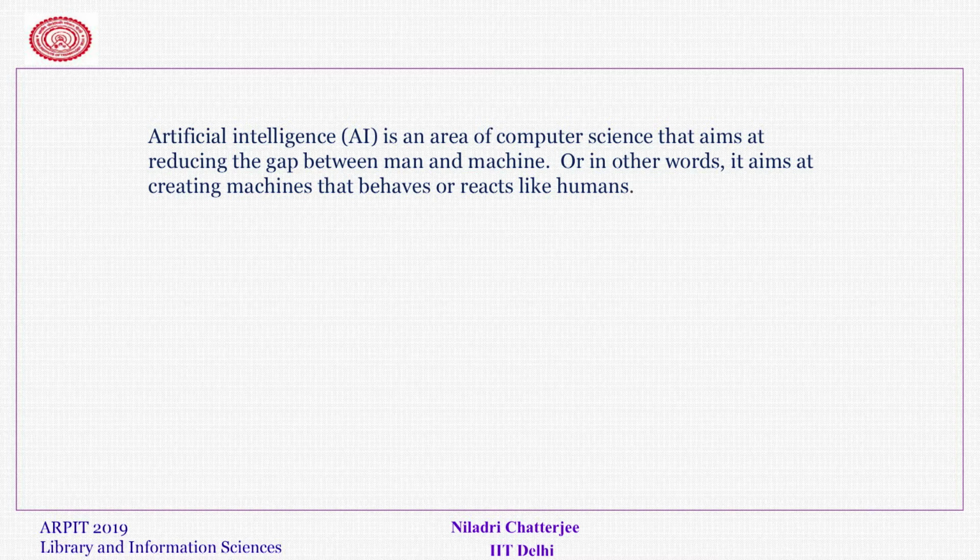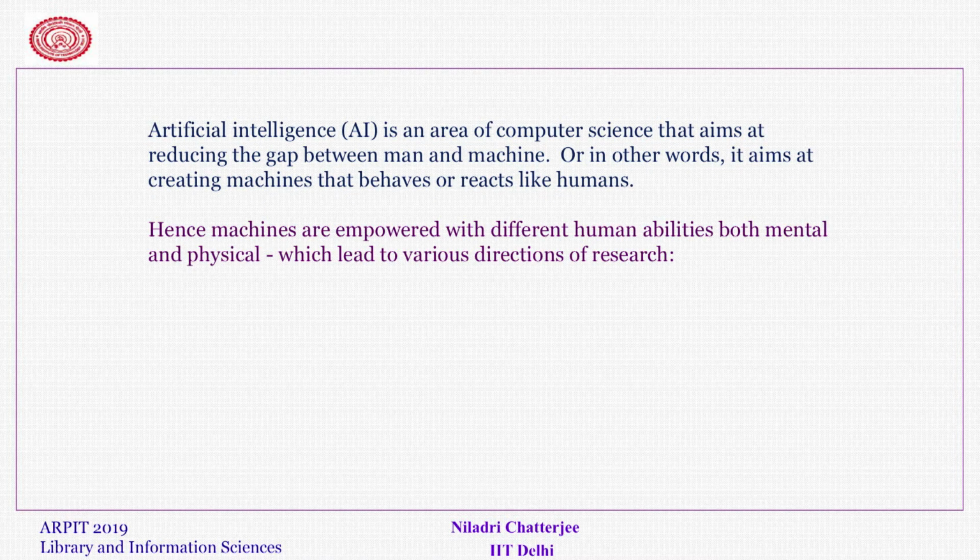Artificial intelligence is a very old concept, at least 60 years old. To understand that, let me first define what AI is. AI, in very simple terms, is an area of computer science that aims at reducing the gap between man and machine, or in other words, it aims at creating machines that behave or react like a human. Hence, machines have to be empowered with different human abilities, both mental and physical, and that knowledge has to be imparted. That is precisely the goal of artificial intelligence, and it led to various directions of research.